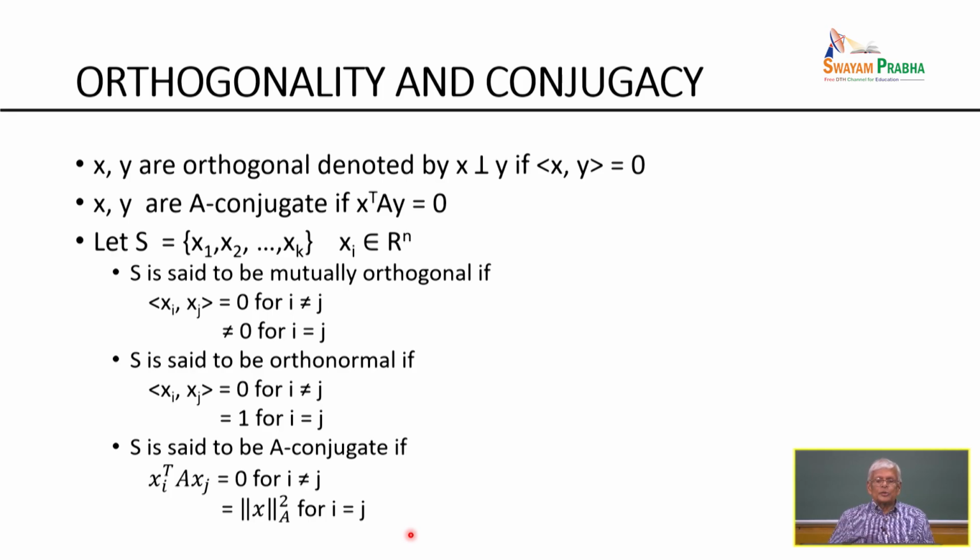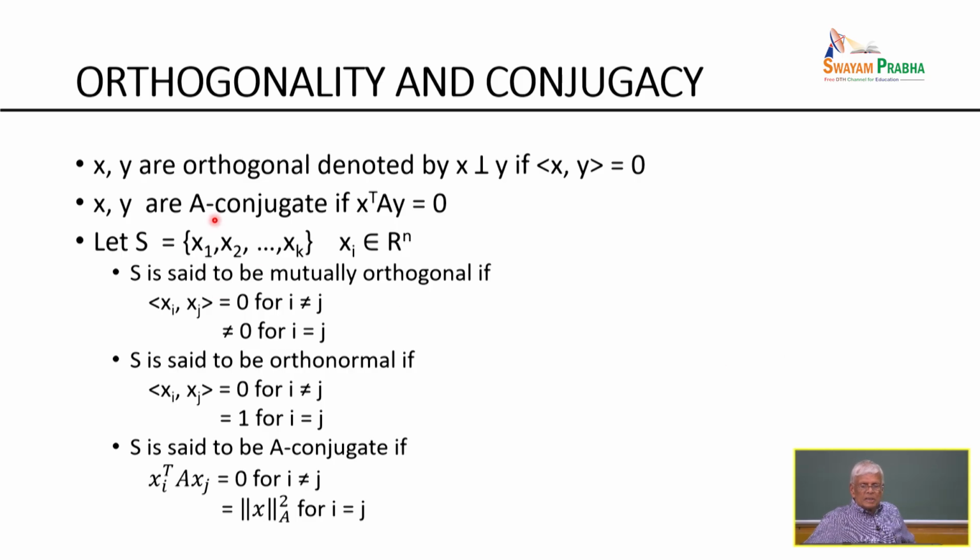x and y are two orthogonal vectors, denoted by x perpendicular to y, if the inner product is 0. Please understand, the inner product of two vectors is equal to the product of the lengths of the two vectors times the cosine of the angle between them. If the angle is 90 degrees, cosine of 90 is 0. With me? So the inner product is 0 when the two vectors are perpendicular to each other.